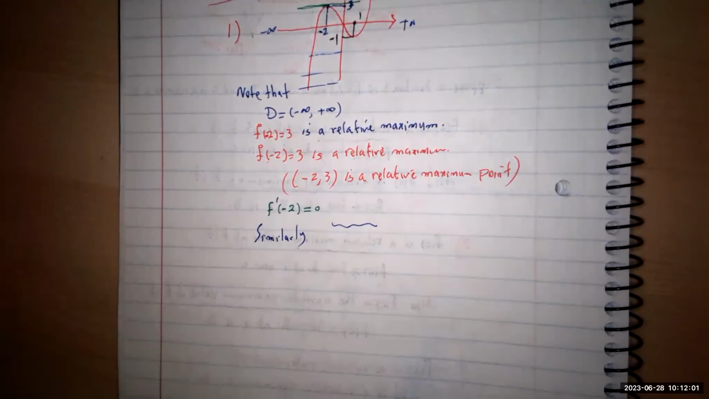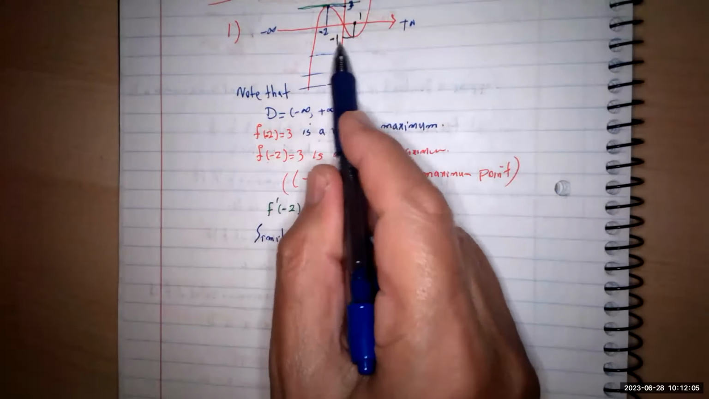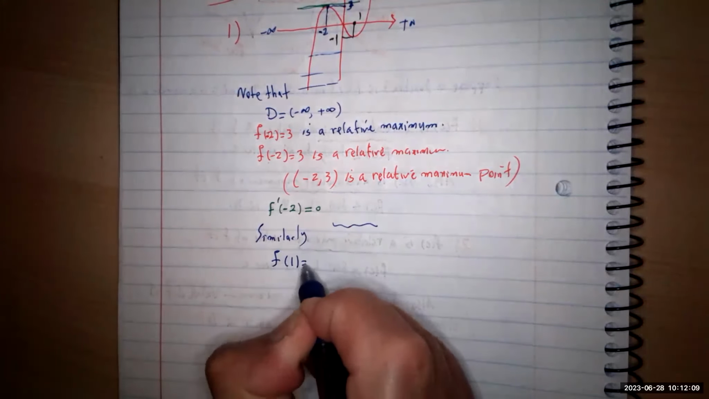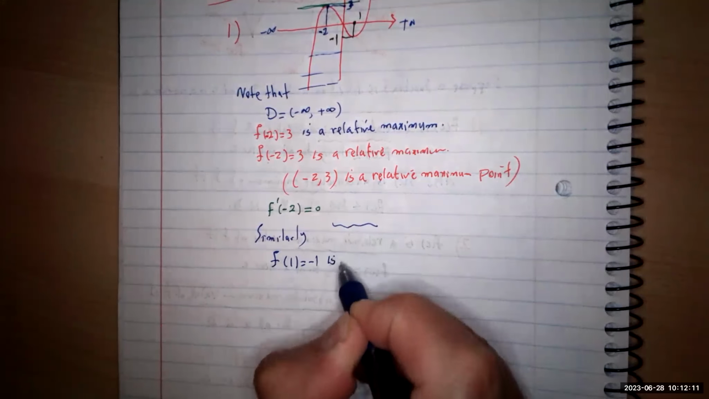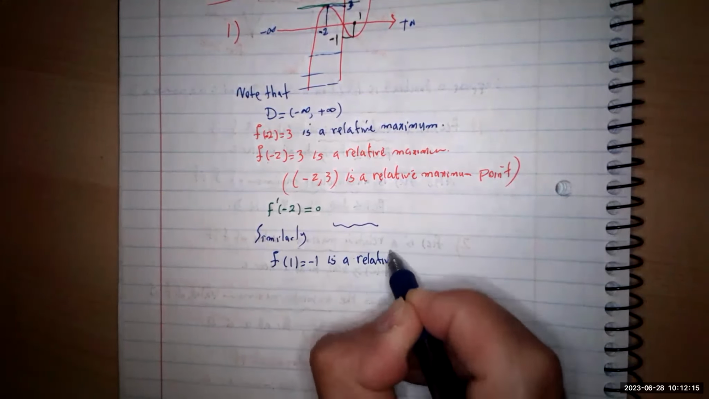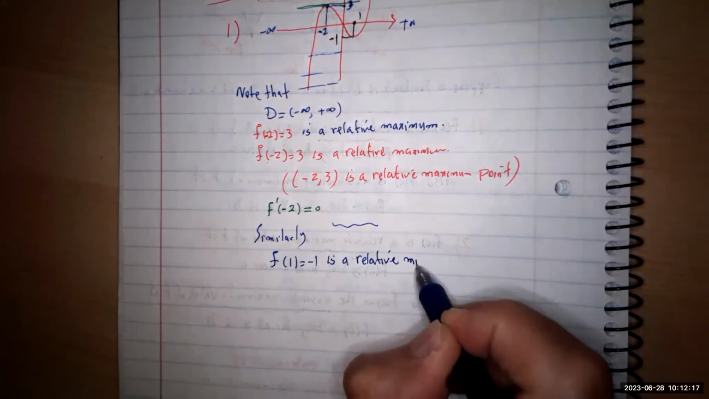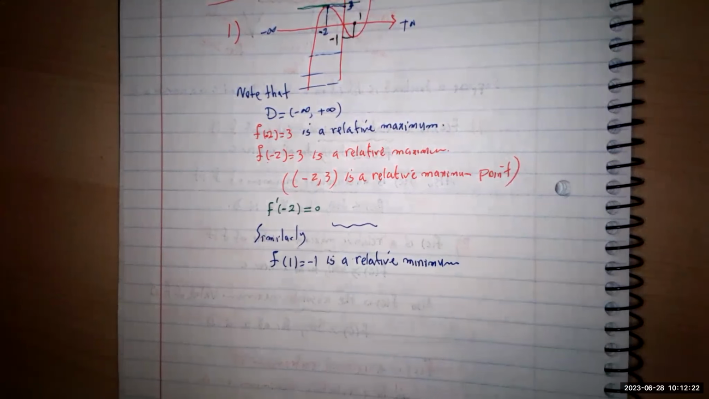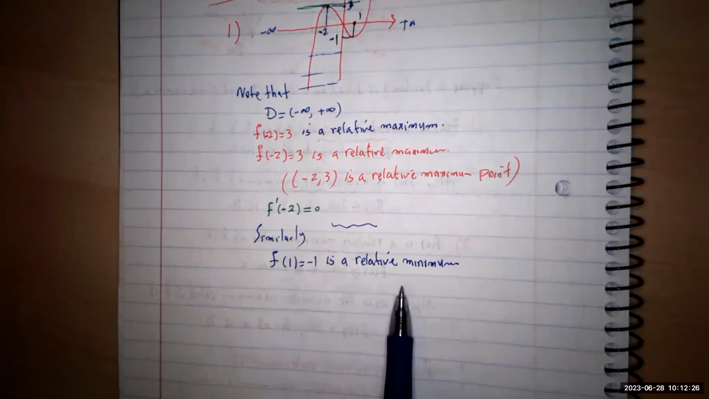Similarly, you claim that, okay, in this case, you have f of 1 equal to -1. f of 1 equal to -1, again, is a relative minimum value of the function. We call it a relative minimum. Okay, it's the same thing.